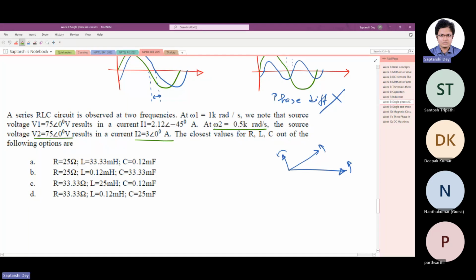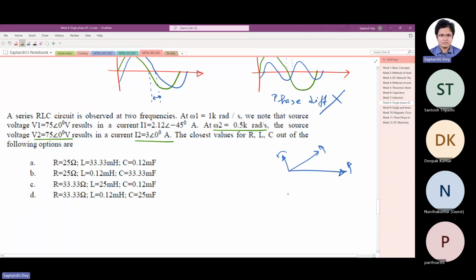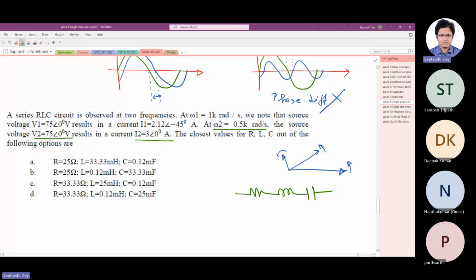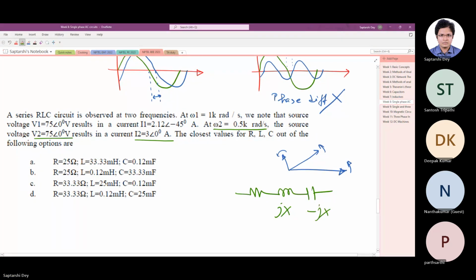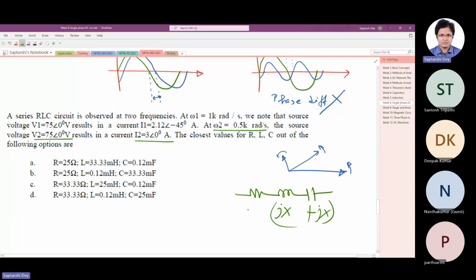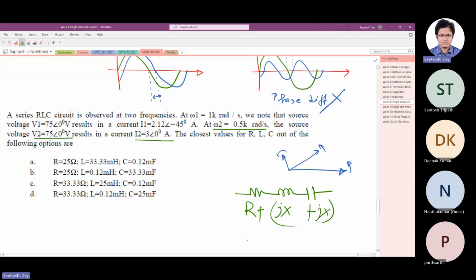So definitely the circuit resonates at this frequency. Circuit resonates means what? It's an RLC circuit, R, L, and C. Circuit resonance means at this frequency, if we have Jx from the inductor, we have minus Jx from the capacitor, so that the circuit is purely resistive.